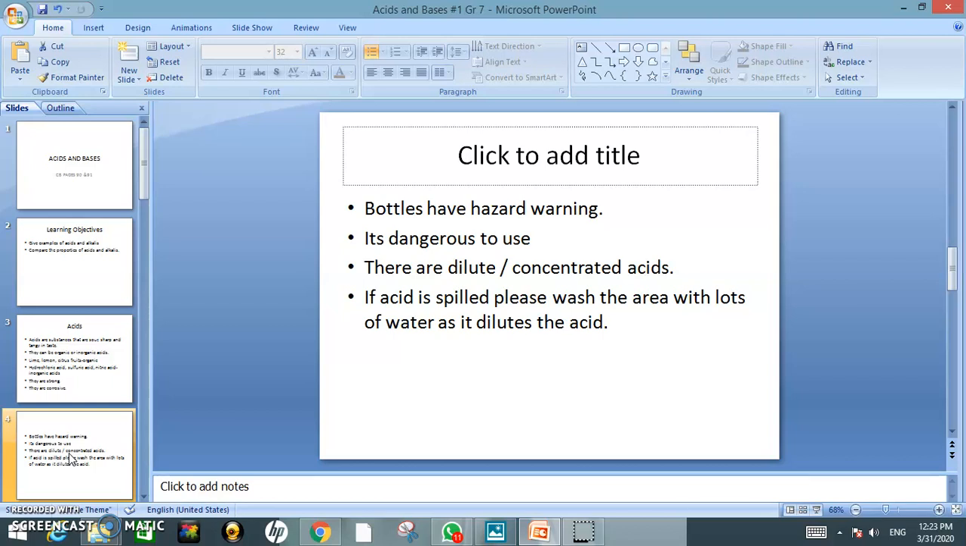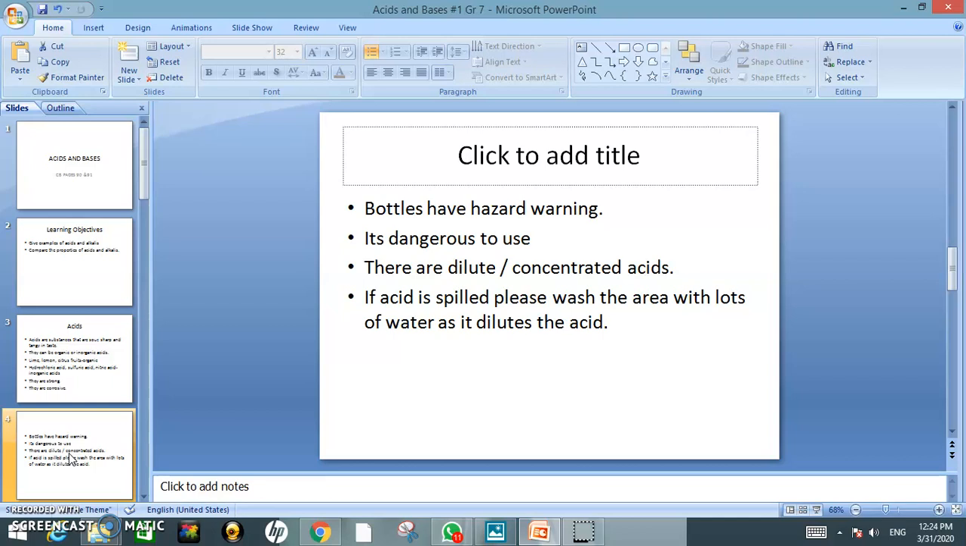So, it's very, very dangerous, which is why in the labs you will have the bottles of acids having a hazard label. Hazard means something that is dangerous, some situation which we are going through now. We say it's a hazardous condition created by the coronavirus. It's a hazard, a very, very dangerous situation. So, it's very dangerous to use.